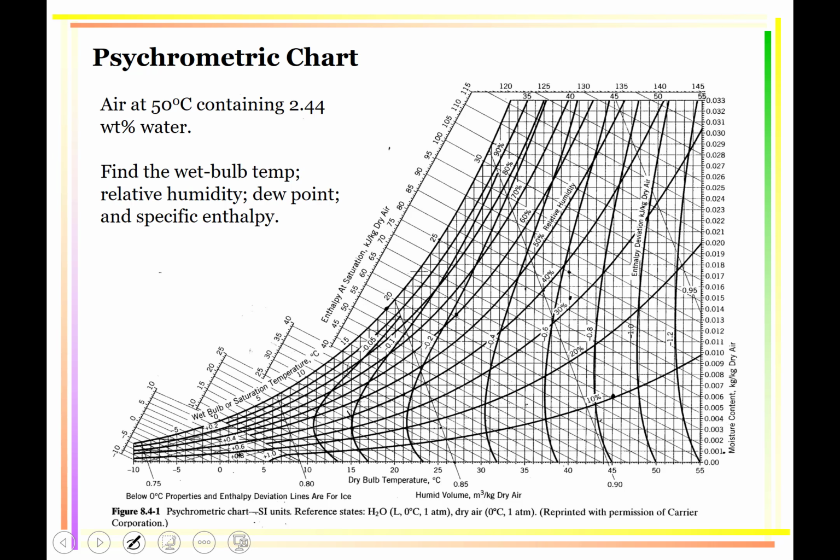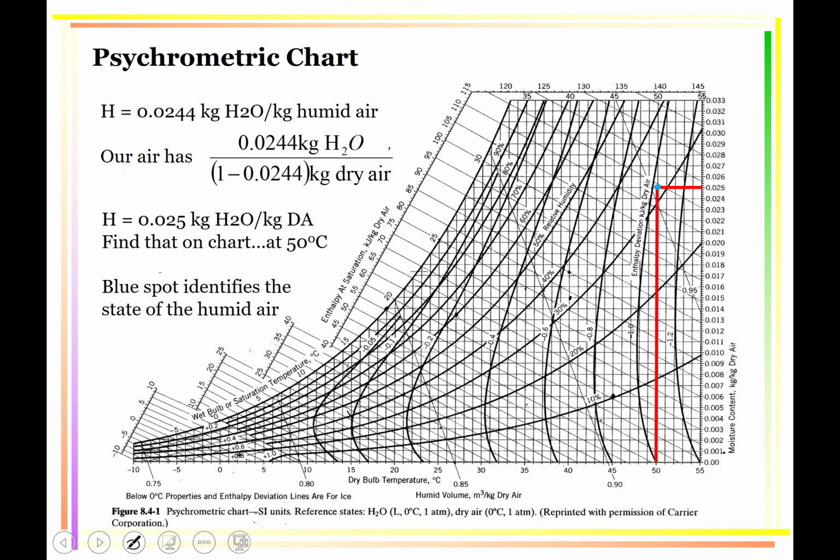Now let's see what we can do with our psychometric chart. The psychometric chart has a lot of features, and don't let the lines drive you nuts. What I want to show you first is let's find a point on this chart. We're going to use as an example air at 50 degrees C containing 2.44 weight % water. Now we're supposed to find the wet bulb temperature, the relative humidity, the dew point, and the specific enthalpy.